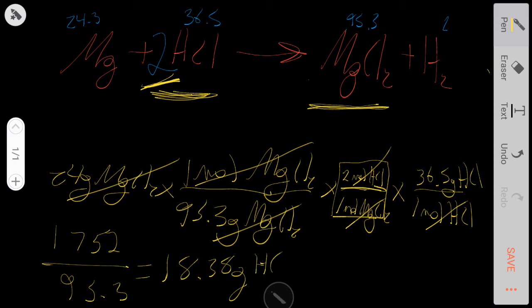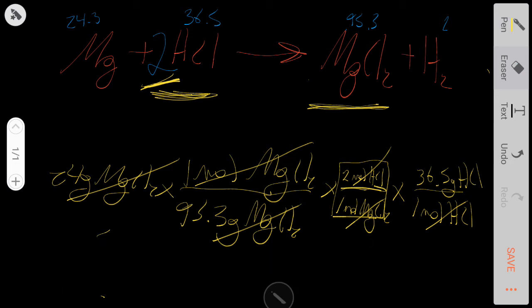So if you're looking to make 24 grams of magnesium chloride and you have an unlimited supply, or more magnesium than you need, you could always go to the store and say, hey, I need 18.38 grams of hydrochloric acid, sir or ma'am. Cool. Fantastic.